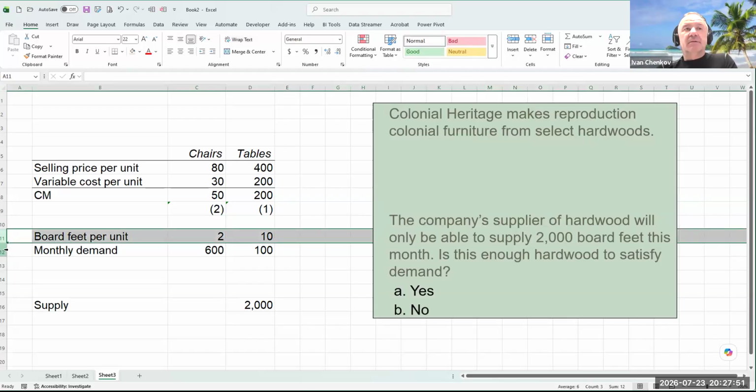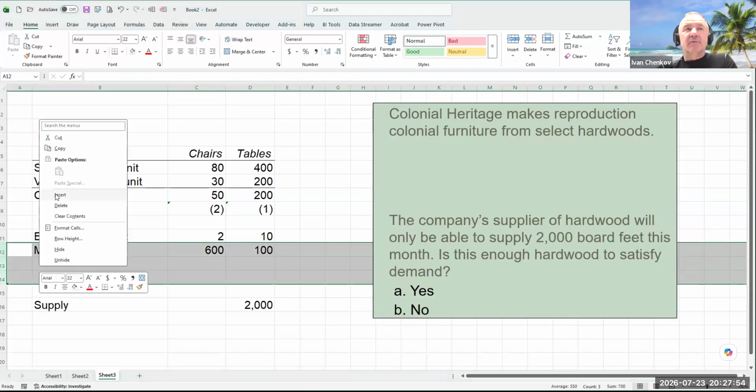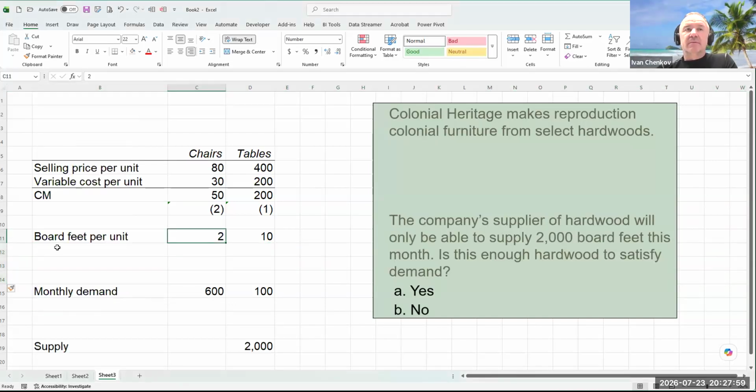Now, what else we can see is that we have board feet. And we're using 2 board feet to produce one chair, and we need 10 board feet to produce one table. Our current demand is 600 chairs and 100 tables. So what that means is every table has 6 chairs, in other words. The question is, how many board feet do we need in total to produce our demand?